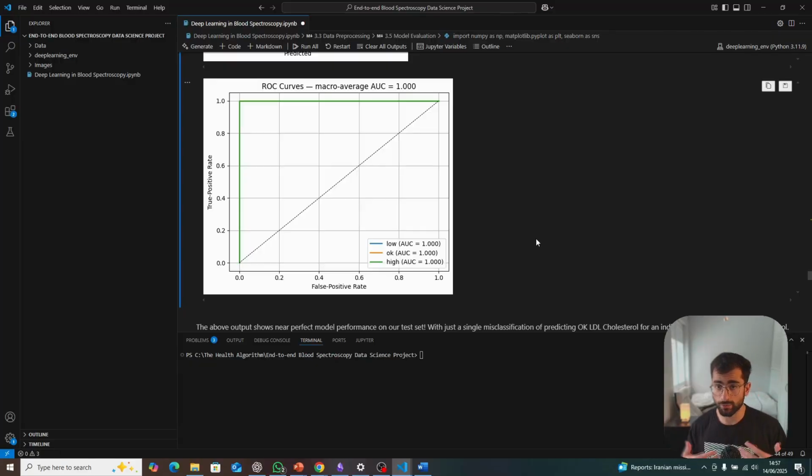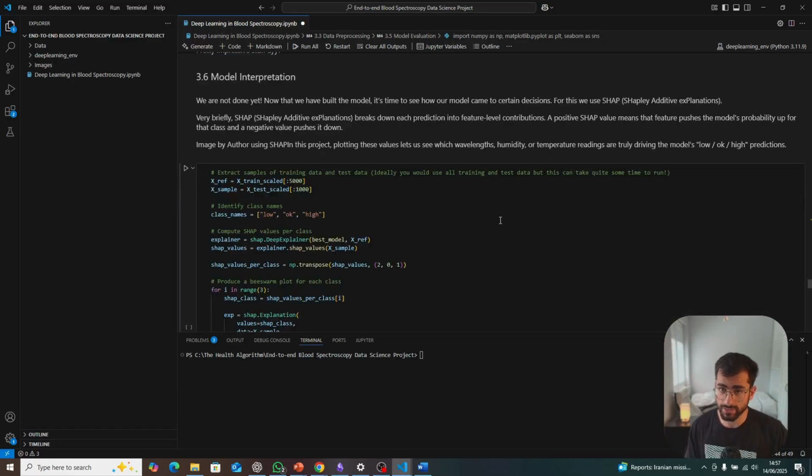We can then move on to model interpretation. Now that we have built our model, we could try to see which features contributed the most or the least to predicting LDL cholesterol levels. As mentioned earlier, for this section, we use SHAP, which stands for Shapley Additive Explanations.